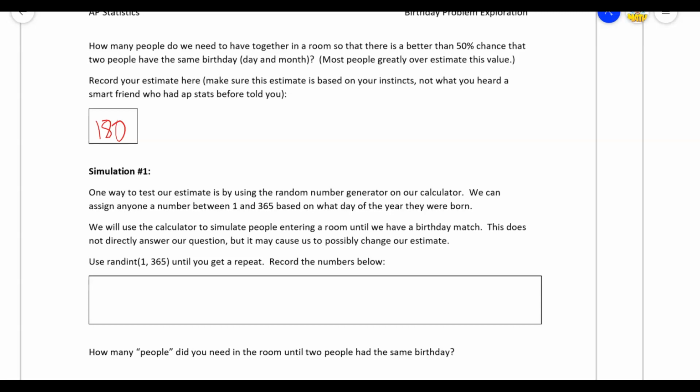So we are going to pretend we just have people coming into the room, okay? I'll show you what I mean. So people are just going to start entering our room, and we're going to write down their birthdays.